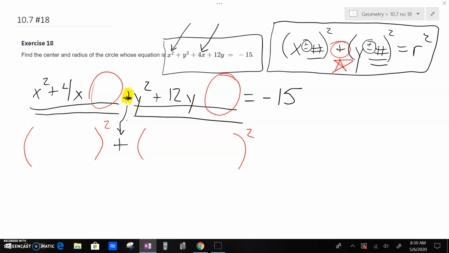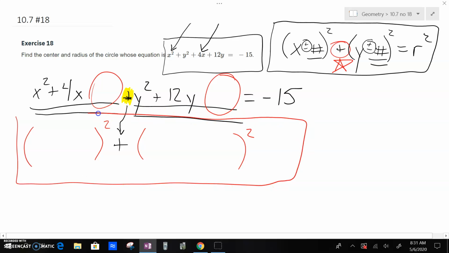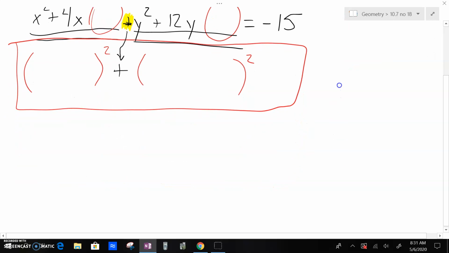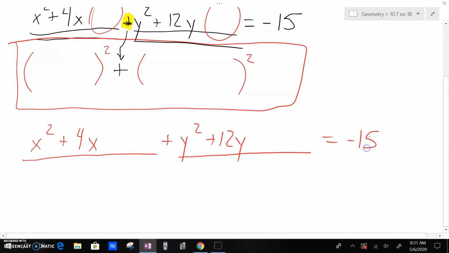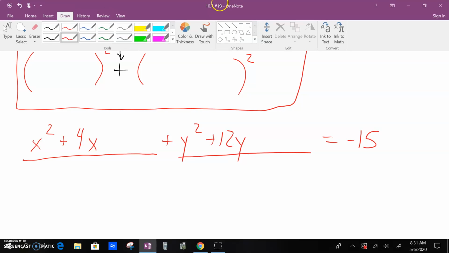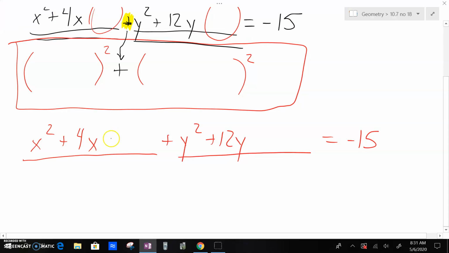In order to make it look like this, I'm going to step back. So I'm going to put this in a big box and say, okay, I want it to look like that. But to get there, I'm going to rewrite what I had. So there's that first pair of things. Here's the second pair of things. And then here's my negative 15. I need to come up with a numeric value, some number that when I place it right here is going to complete the square.